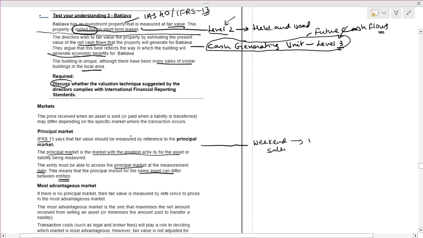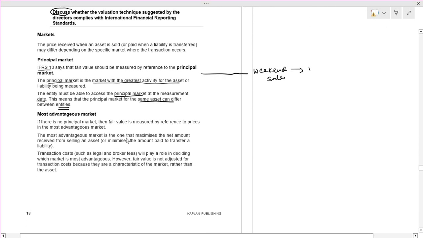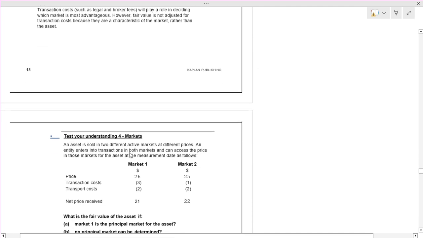Why I am discussing this is, they will say that this product is not actively traded. If this product is not actively traded, automatically we should not identify it with IFRS 13. If there is no principal market, then fair value is measured with respect to the most advantageous market, that maximizes the net amount received from the selling of an asset. Means you have two things. One is the principal market. The other is the most advantageous market.